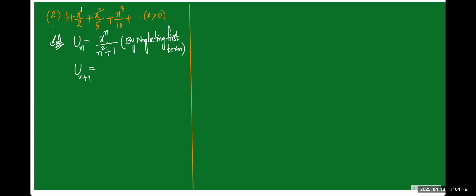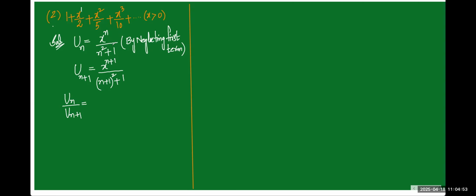Now that can be obtained by replacing every n with n plus 1. That is x to the power of n plus 1 divided by n plus 1 whole square plus 1. Now Un and Un plus 1 we got it. Move on for finding that Un by Un plus 1 value. Always remember our series will start from the first term n is equal to 1. That is why we have to neglect the first term.